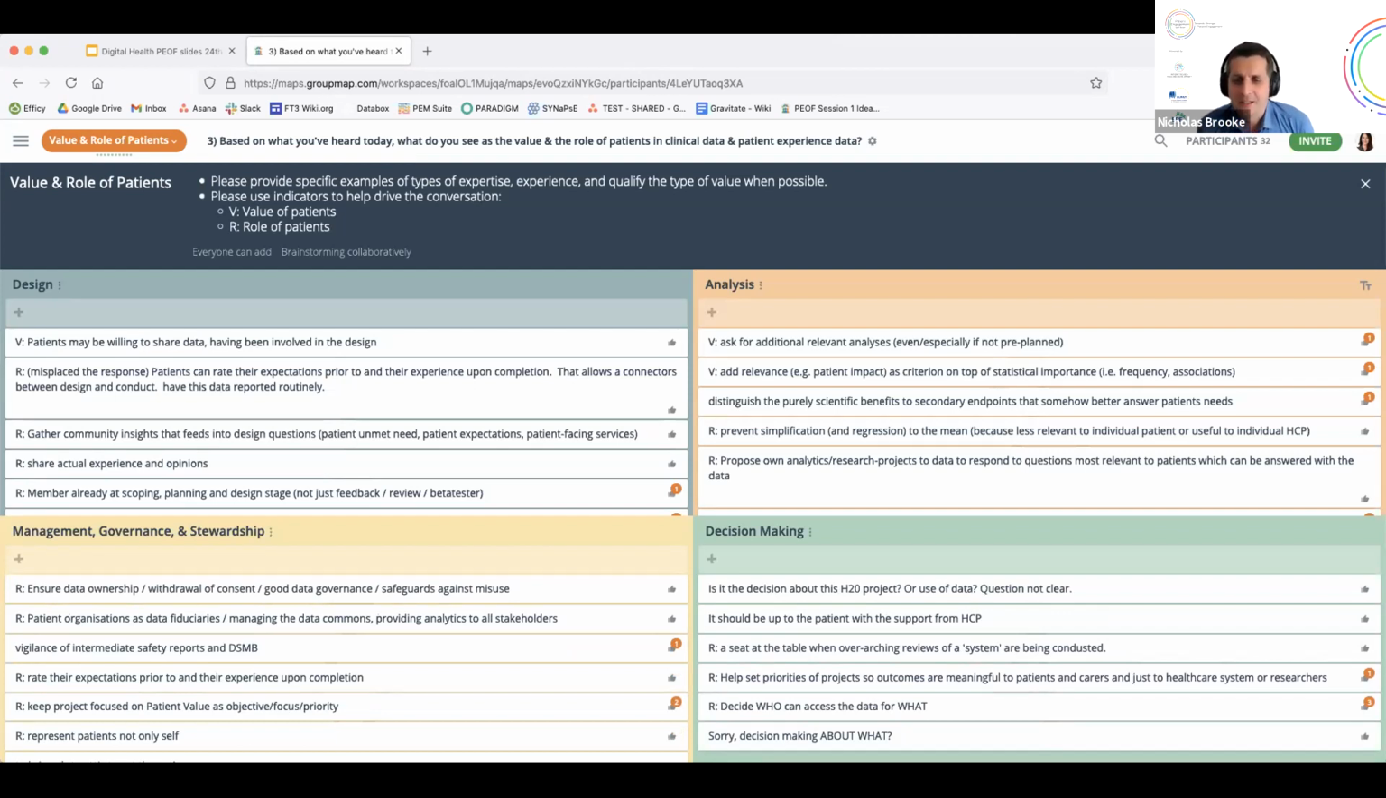So stewardship of the data and the role of patient organization to help that stewardship, I think at least personally I'm a believer of that approach and something we should explore. Tom, I see you have hands up.